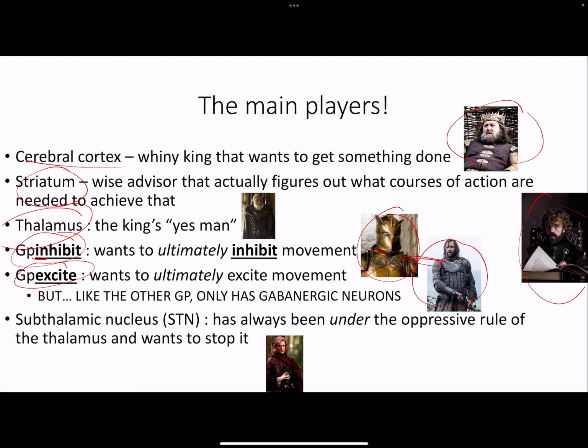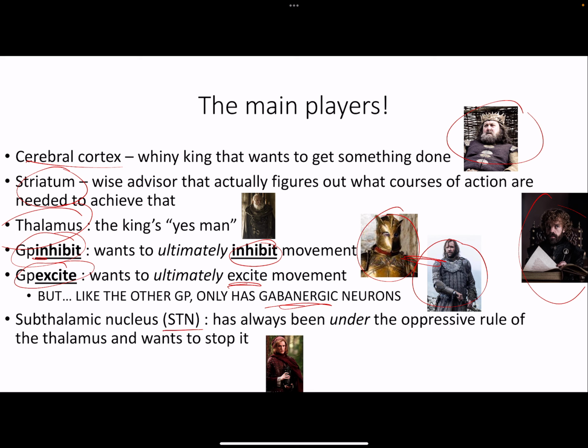The GPI ultimately wants to inhibit movement, so it will inhibit the thalamus, which is trying to say, yes, let's do this movement, king, sure, whatever you want. And then the E is actually trying to agree with the thalamus, and it ultimately wants to E for excite movement. Also, whenever we're inhibiting something, we're using GABAergic neurons.